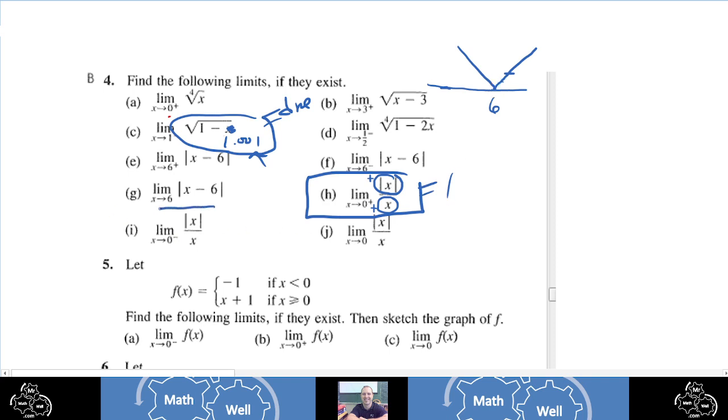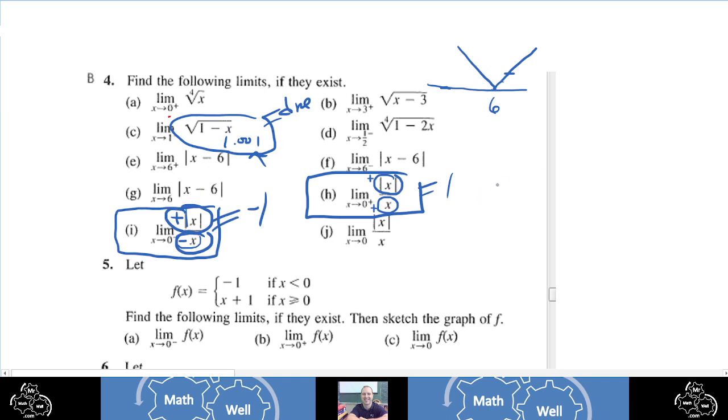Here, i, okay, what's the limit of this as x approaches 0 from the left? Well, from the left means that this is going to be a negative value down here, right? Because it's a little less than 0, it's negative. But this will also be negative in here, but because of the absolute value, it makes it positive. So whatever x is, if it's negative, well, it's going to be a positive value on top divided by a negative value on the bottom, and that's going to be negative.